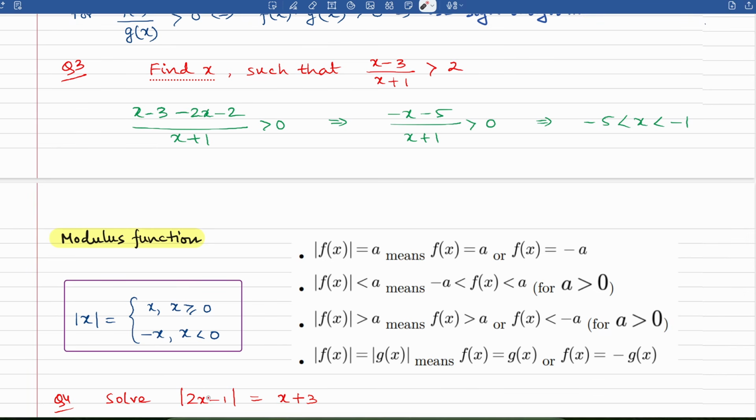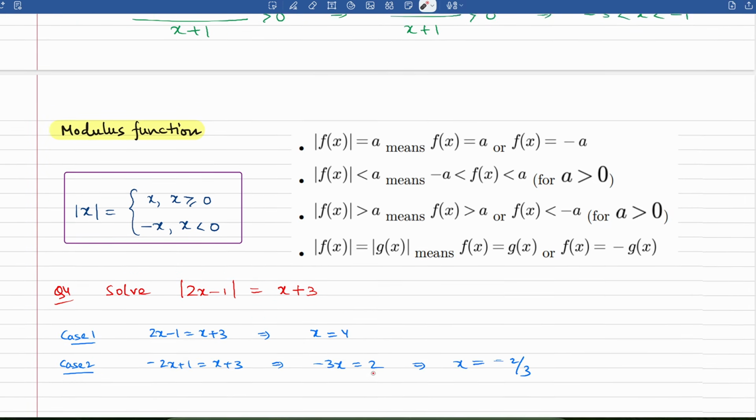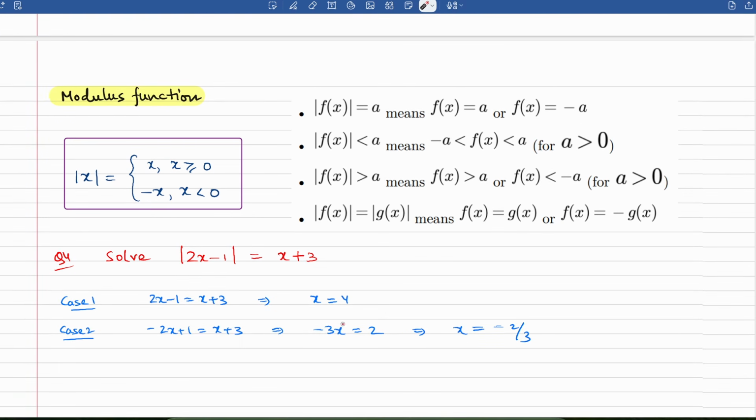I'll advise that you break this down into two cases and solve them separately. Case 1 is 2x minus 1 is equal to x plus 3, which gives me x equals 4. Case 2 is minus 2x minus 1 is equal to x plus 3, which gives me minus 2x plus 1 is equal to x plus 3, which gives me finally x is equal to minus 2/3. So basically I used this property. And as I said, you can use the squaring technique as well.